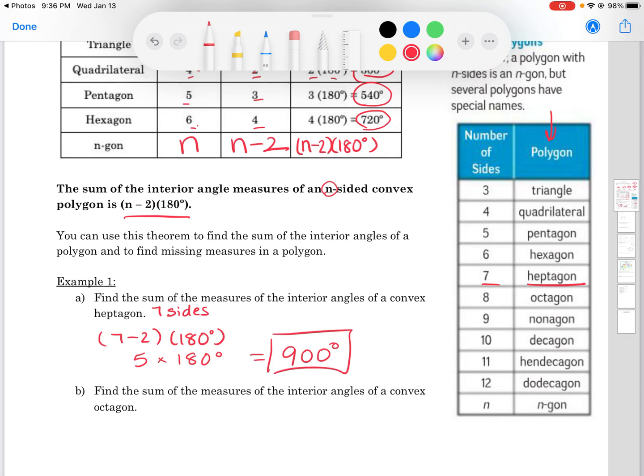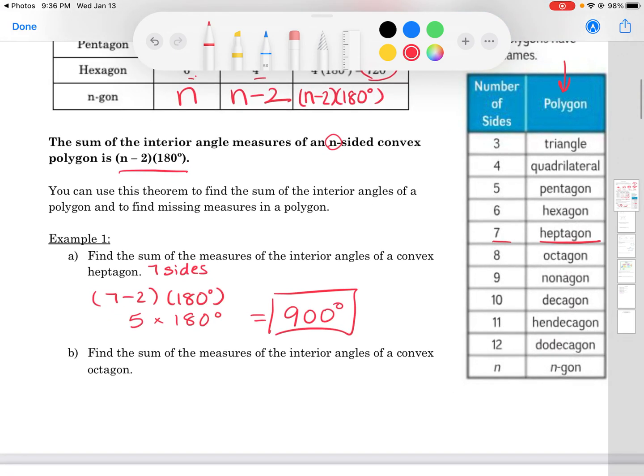Same kind of question here. We want to find the sum of the measures of the interior angles of an octagon. Octagons have 8 sides. So we're going to do 8 minus 2 times 180, which is really going to be 6 times 180. And when I multiply 6 times 180, I am going to get 1080.